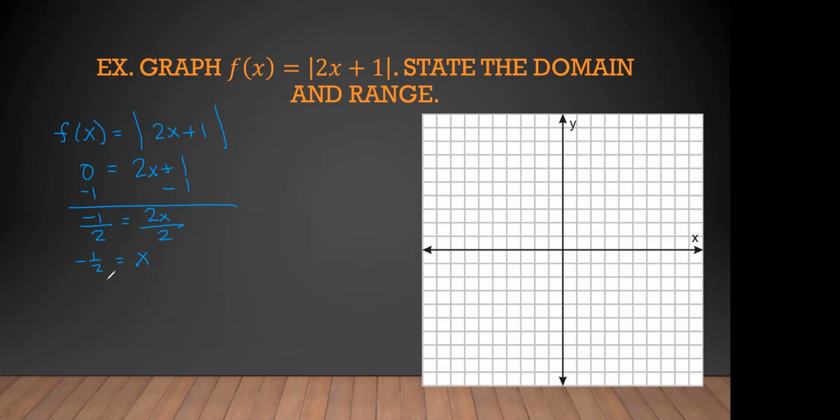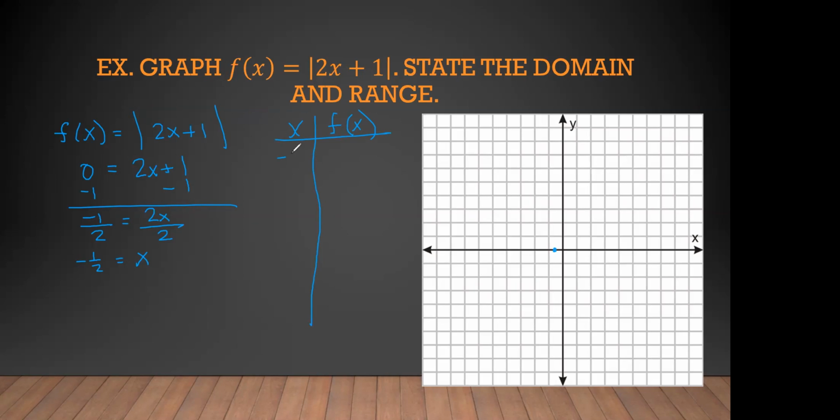So x has to be equal to -1/2. So that's going to be our vertex. So over on the x-axis, our vertex is at -1/2. Okay. So then I'm going to pick some values less than -1/2 and some values greater than -1/2, and then plot those points so I can see what my graph is going to look like.